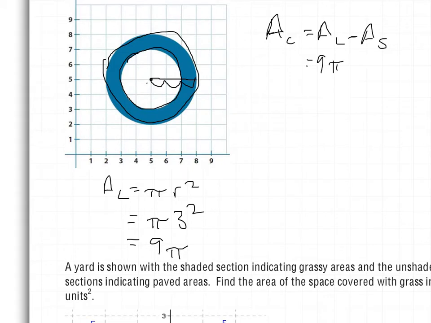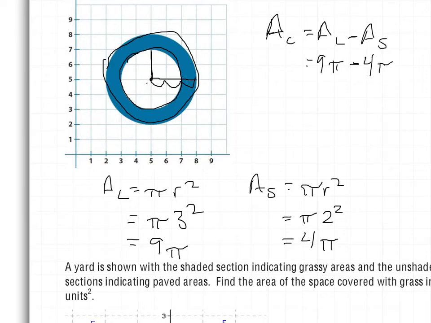The area of the small circle is what was taken out on the inside, and so I'm going to use the same equation for the area of a circle, pi times radius squared. This time the radius of the small circle that was taken out is 2 squared. That's going to give me the area of the small circle is 4 pi. I'm going to plug that back into my original expression that I had to find the area of the composite figure.